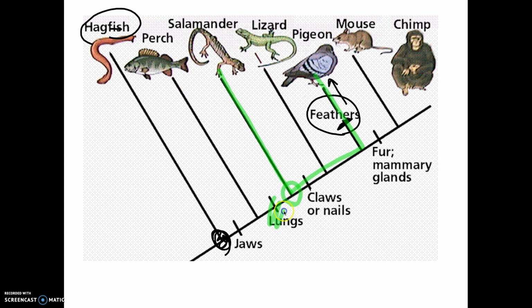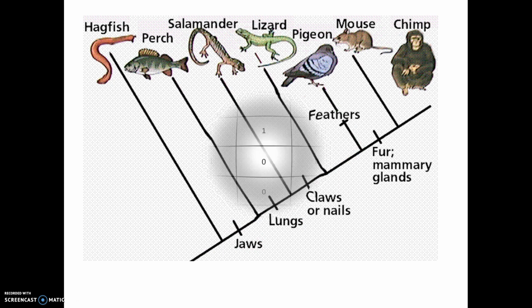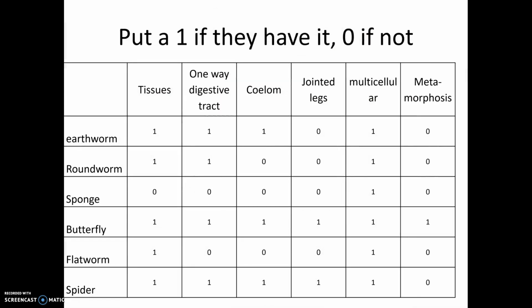The characteristics they would share, therefore, would be lungs and jaws. Everything up to the point where they diverge from each other. So that's how you read a cladogram. Now, the next thing is how to make one.